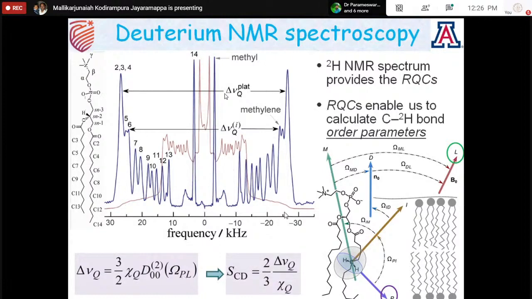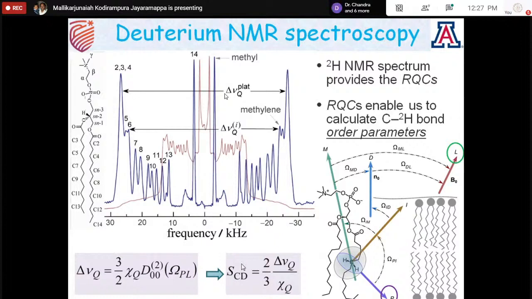That delta nu q, the residual quadrupolar coupling, enables us to calculate the carbon-deuterium bond order parameter. The experimental parameter from deuterium NMR is the carbon-deuterium bond order parameter, represented by SCD. It is given by delta nu q, which is the experimental observable, and the coupling constant, which is known for this carbon-deuterium bond. From this, our experimental observable is SCD, or what we call the bond order parameter.